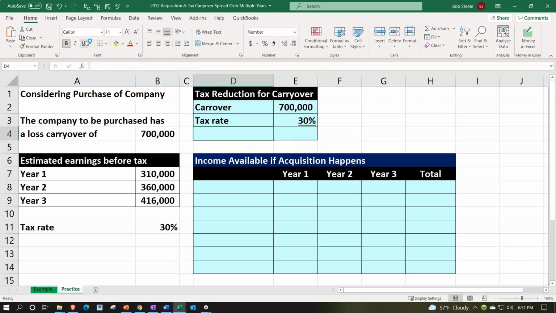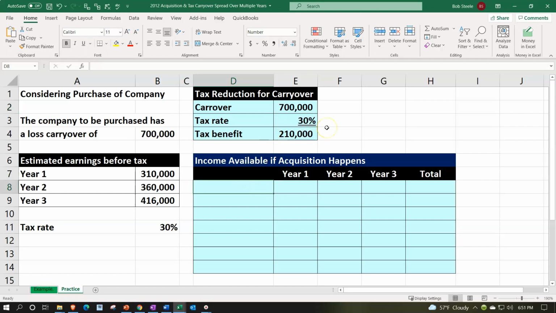That would give us a tax benefit. The tax benefit, my finger's still on the wrong keys, is $700,000 times the 30%, a total benefit of $210,000. But again, we're only going to get the benefit if we can match it up against income. So now we're going to take that $700,000 and match it up to the income over the next 3 years.